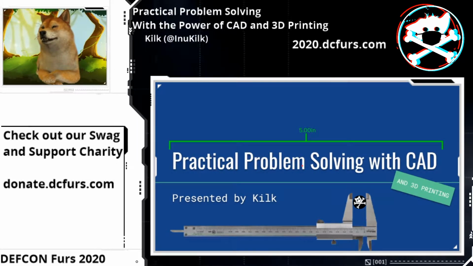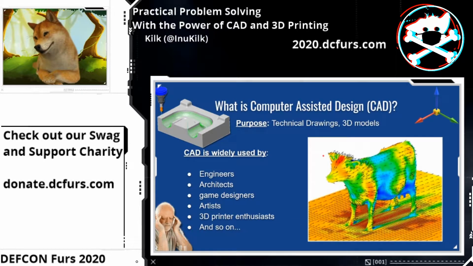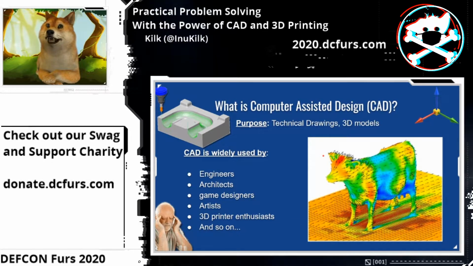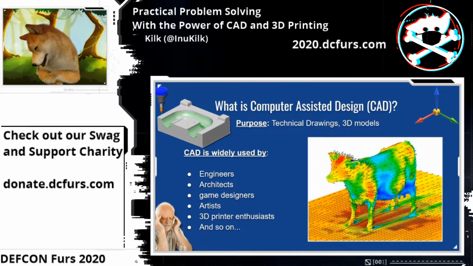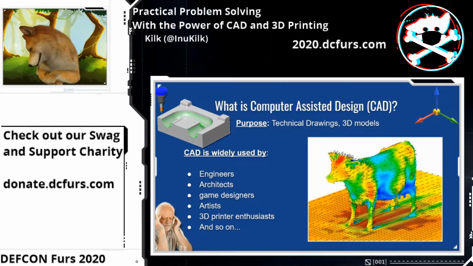All right, thank you. Hello, everybody. My name's Kilk, and I'll be presenting practical problem solving with CAD and 3D printing today. So, what is computer-assisted design, or CAD? CAD software is used mainly for 2D technical drawings or parametric modeling to visualize designs in a 3D computer environment. Using CAD software, we can simulate stress, tolerance, joint actions, or the aerodynamics of a cow. CAD is widely used by engineers, architects, game devs, artists, 3D printer enthusiasts, and so much more.